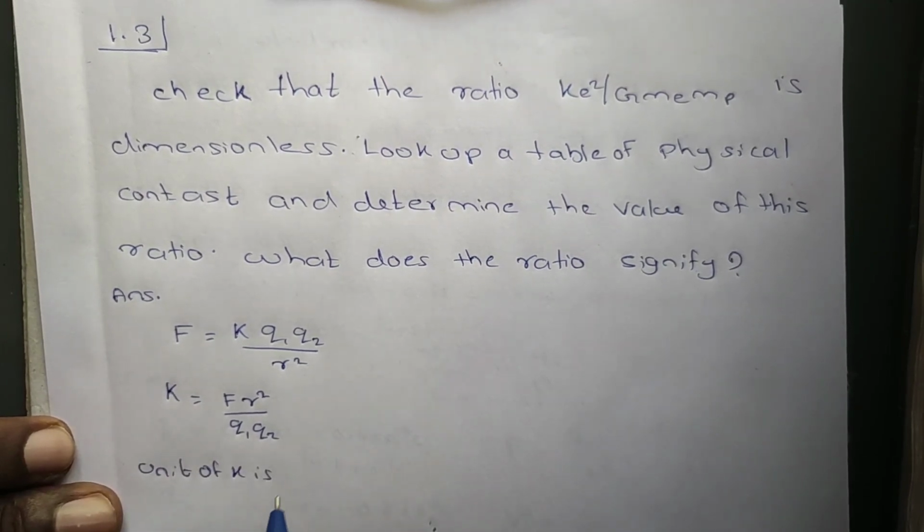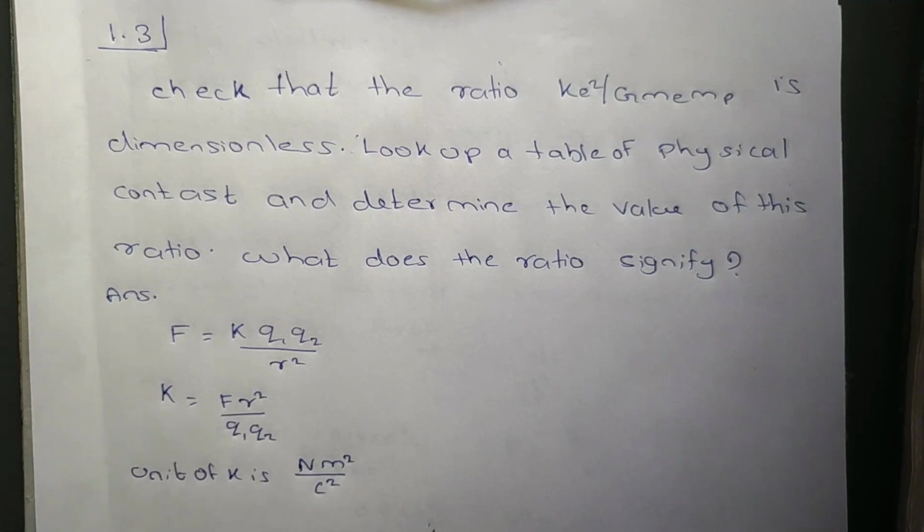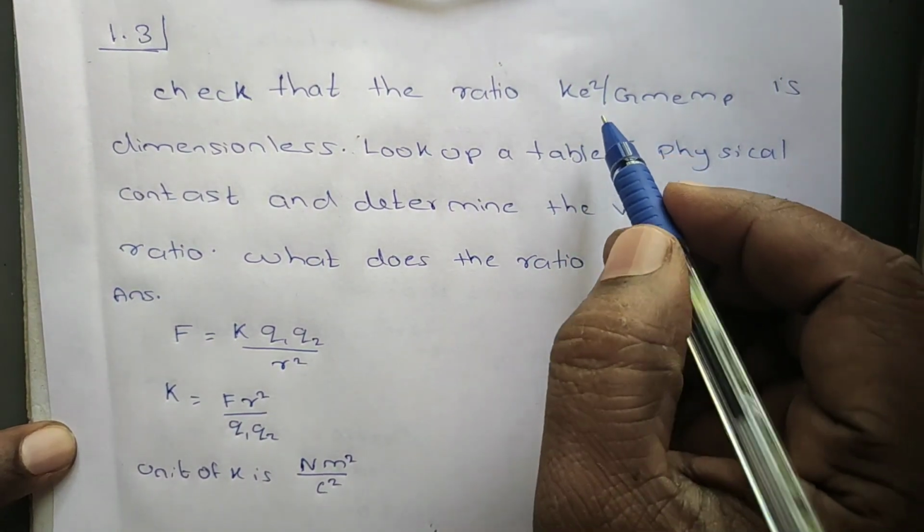What is the unit of F? F unit is Newton. R is a distance, its unit is meter, so here it is meter square. Q1 is a charge and Q2 is also a charge, so its unit is Coulomb square. This is the unit of K. And what is E? We already know the E unit, that is Coulomb.